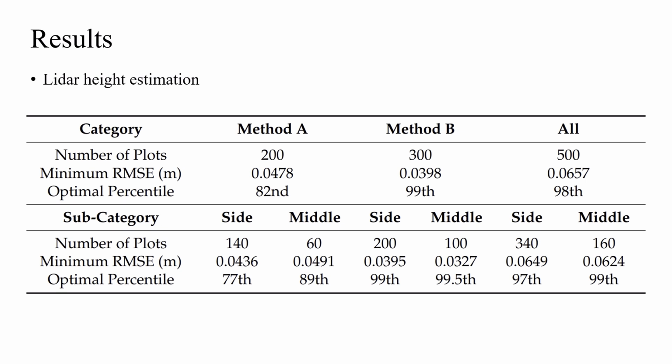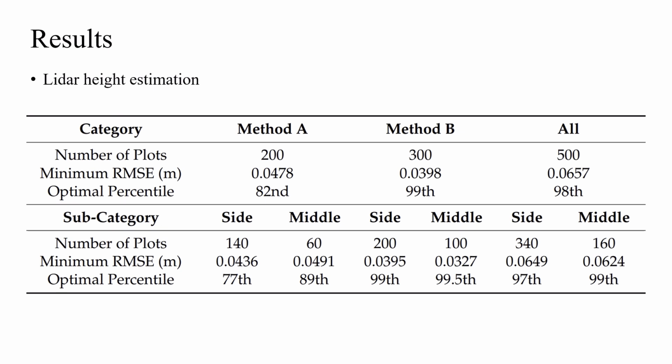Here in this table, we can see that the overall minimum RMSE, without making the distinction between the 2 agronomic methods, was 0.0657 meters, which was 37% and 65% higher than the minimum RMSEs of agronomic method A and B categories respectively. Therefore, it makes sense to adopt different point height percentiles for different agronomic methods.